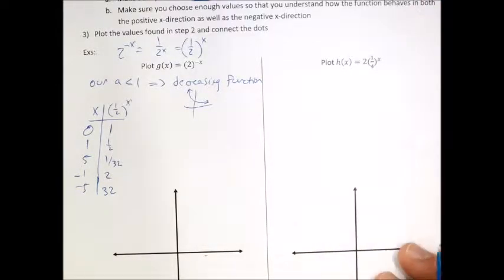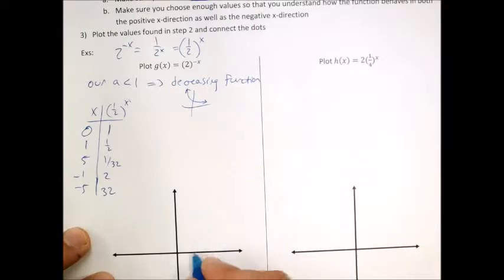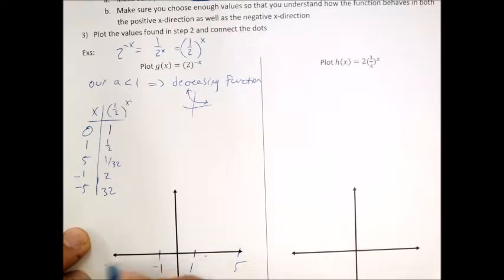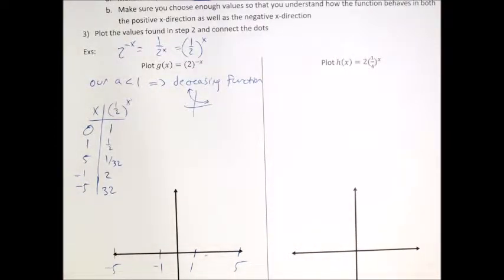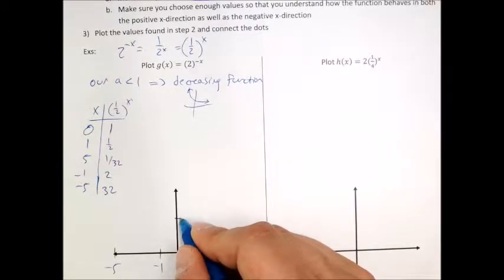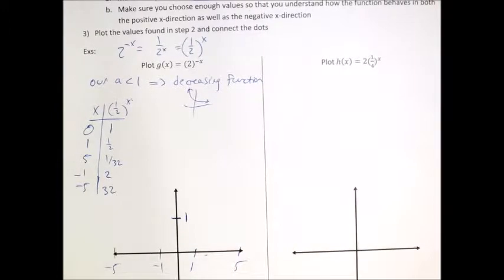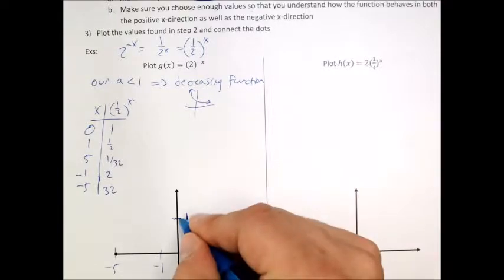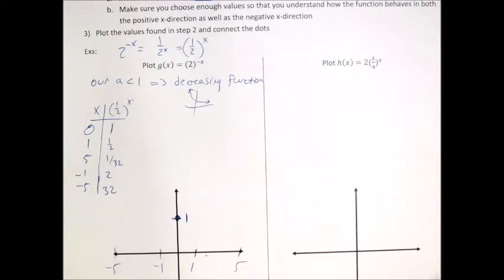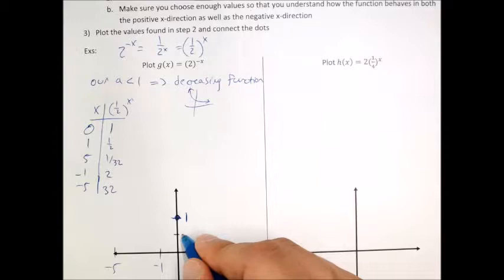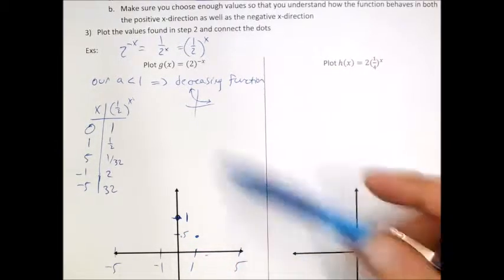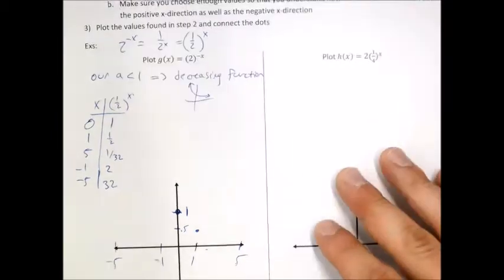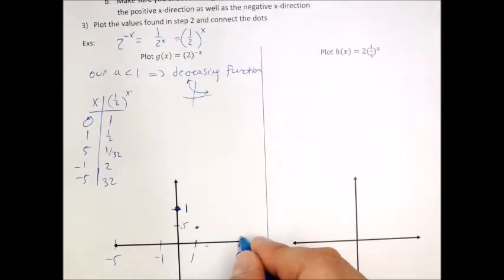And then we can just plot these things, right? So like I plotted values at 1 and 5, -1 and -5. I know that at 0 it's going to cross at 1. And you just start plotting these points, right? So at 0 we were at 1. At 1 we were at 1/2, so that's right here maybe. At 5 we were at a really small number, right? 1 over 32 is really small. So I'm just going to put this dot really close to the x-axis.